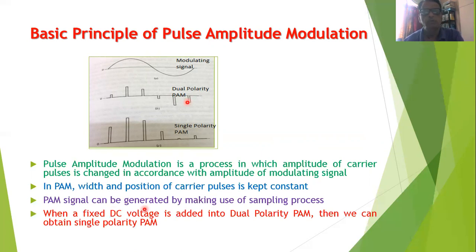As I said, we will get the dual polarity PAM pulses when we add a fixed DC voltage to the dual polarity PAM pulses, then we can easily obtain the single polarity PAM pulses. So you will find that the pulse for which there is maximum negative amplitude, in single polarity PAM it will have a minimum amplitude.